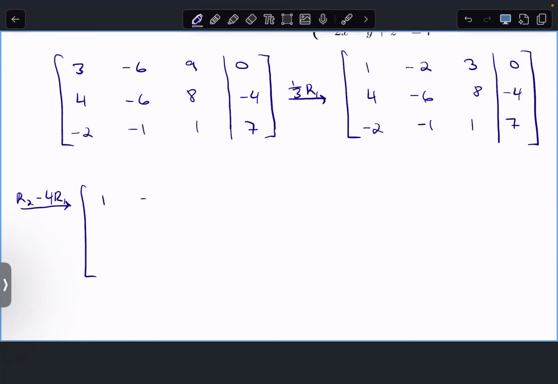Row 1 stays the same, 1, -2, 3, 0. Row 2 is changed, so 4 minus 4 times 1 is 0. -6 minus 4 times -2. Uh-oh, what do I have? I think I've got 2 here. Let's confirm. -6 plus 8. Oh, phew, 2. 8 minus 4 times 3, I've got -4. And -4 minus 4 times 0, -4.